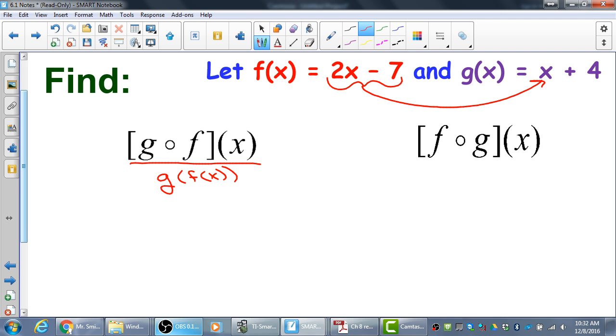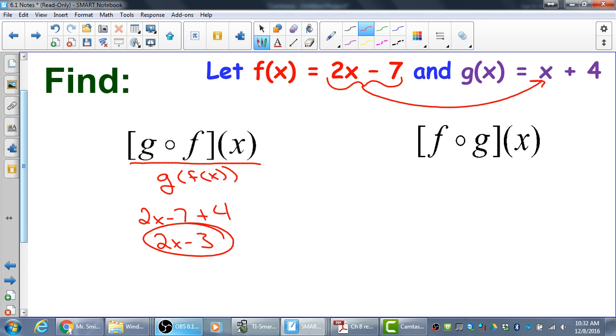So instead of x plus 4, I'm going to have 2x minus 7. 2x minus 7 plus 4. Because the g was x plus 4, and I've made the replacement. You replace the inside goes into the outside function. So the answer to this one is 2x minus 3. It's a replacement.